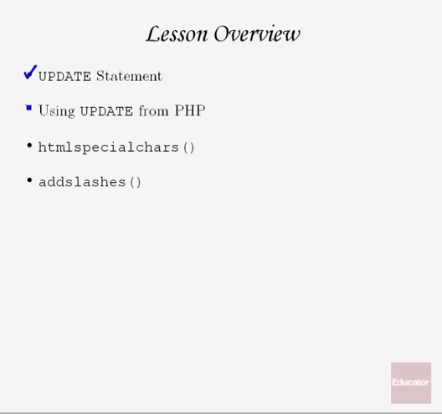We're going to talk about how to use the update, how to run an update query from a PHP script, and then we're going to go over two built-in functions in PHP, htmlspecialchars and addslashes, which are two functions that are used to be able to effectively retrieve information from a database to output it, and also to be able to appropriately add information to a database.